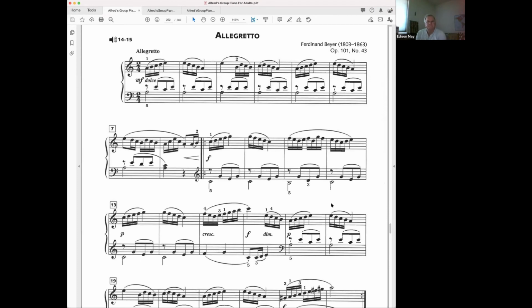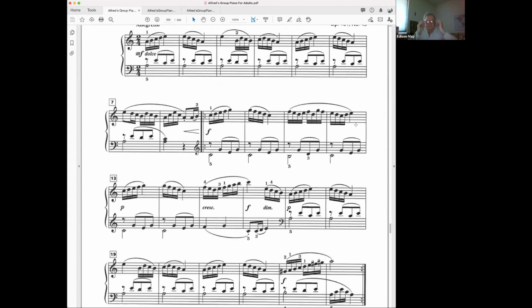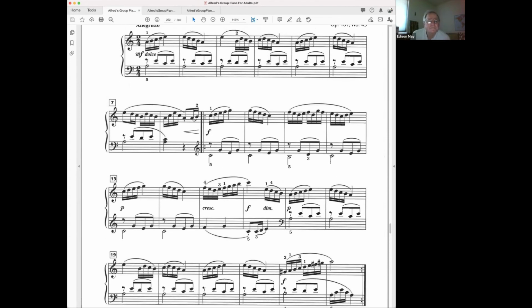Let me share my screen with you all. Okay, so here's Allegretto by same composer, Ferdinand Bayer, and he does the exact same thing. He starts in A minor in measure 1, and in measure 9 he goes to C major.